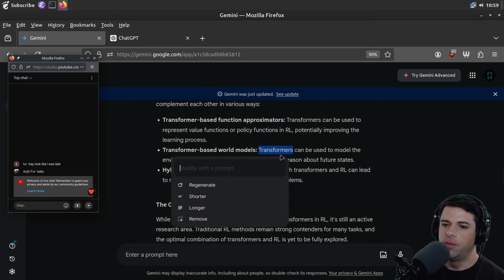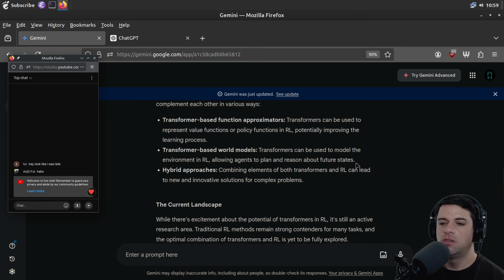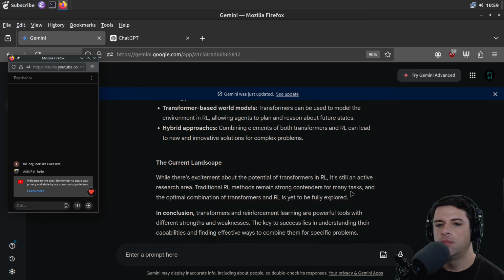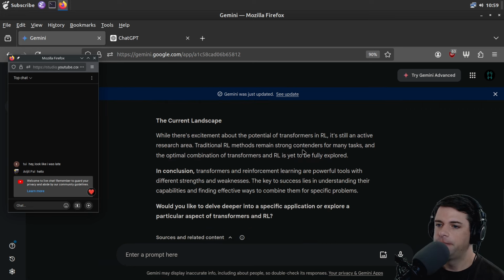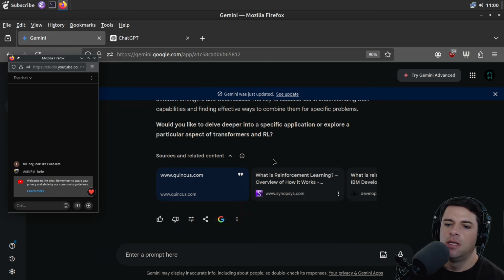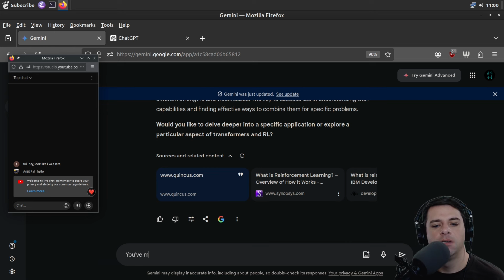You can have transformer-based world models. They can be used to model the environment in RL. And there's hybrid approaches. While there's excitement about the potential of transformers in RL, it's still in active research areas. Okay, I'll say you've misunderstood me. I meant the Transformers toy line and film franchise.